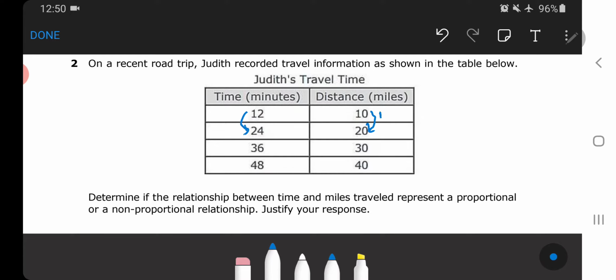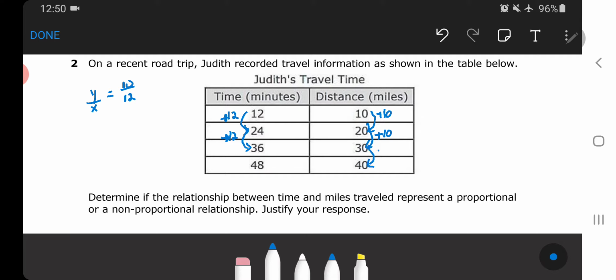So we go up by 10, so plus 10. And here we go up by plus 12. Once again, y over x, and in this case we get 10 over 12. And we can simplify the fraction if we need to, but for right now, I'm not going to if I don't need to. Once again, going from 20 to 30, I go up by plus 10. 24 to 36, I go up by plus 12. So once again, we get the same thing, 10 over 12.